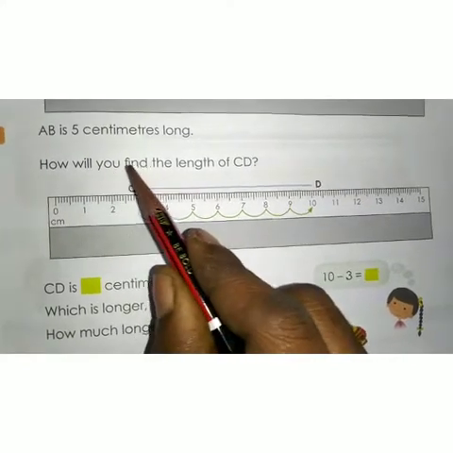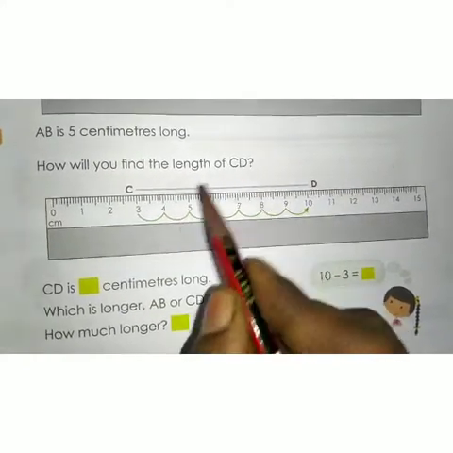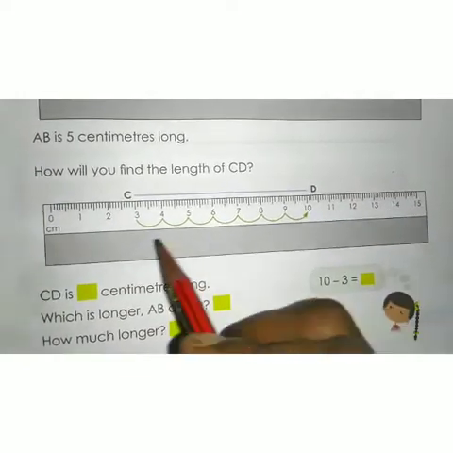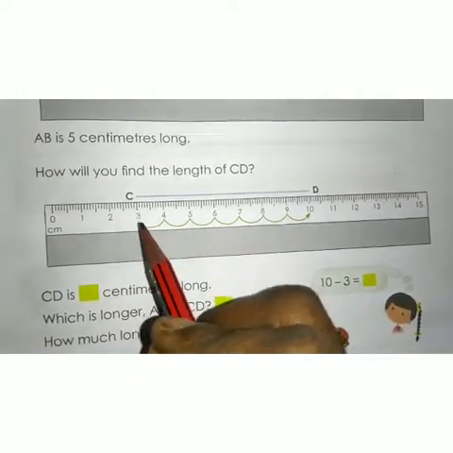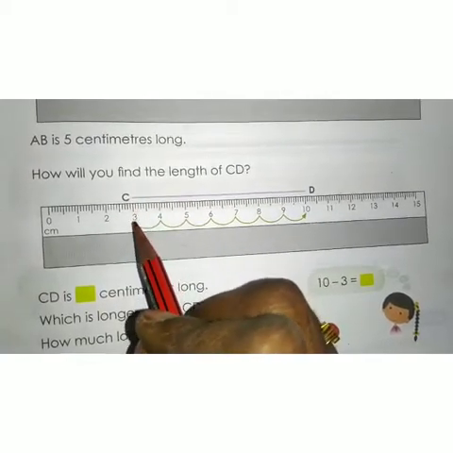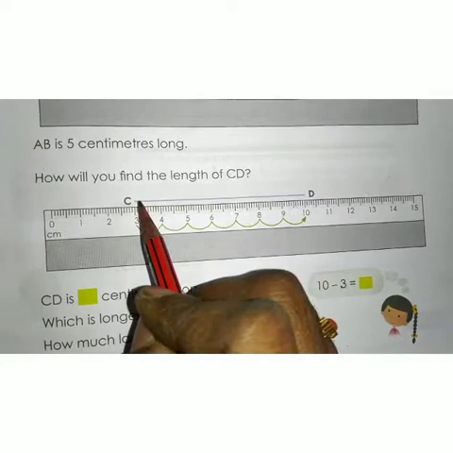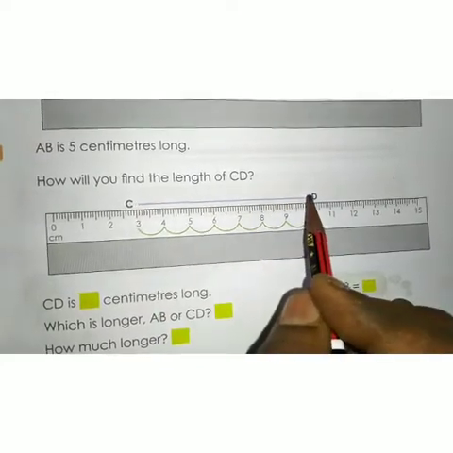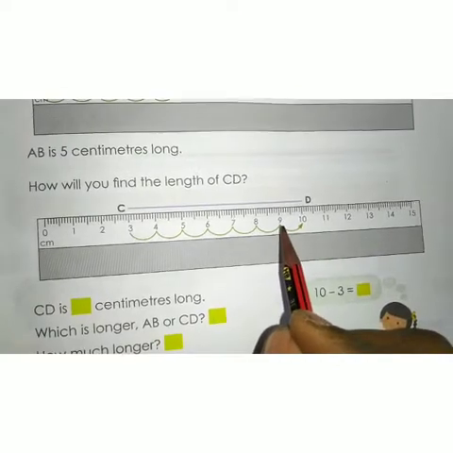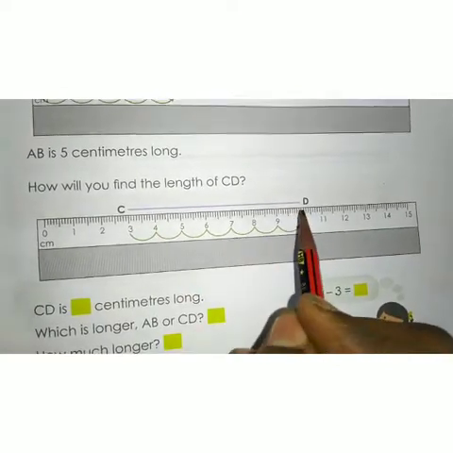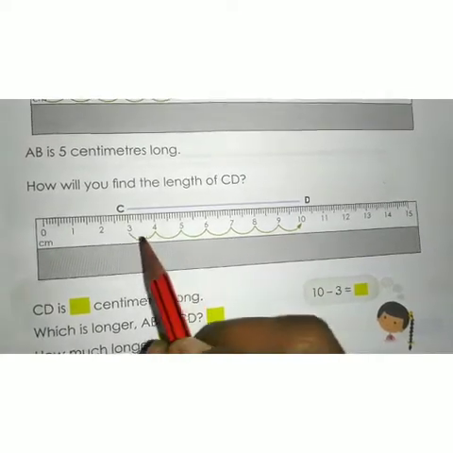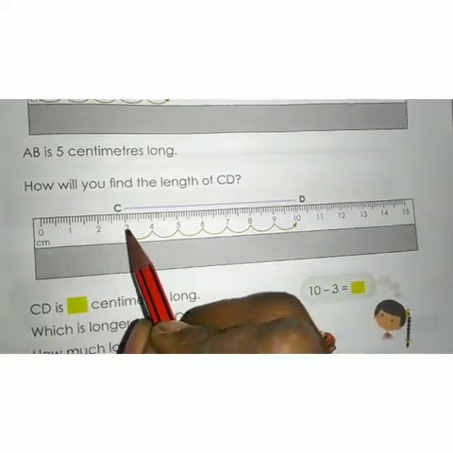Next, how will you find the length of CD? Look here. Again, a 15 centimeter ruler is taken. On this ruler, the line starts at the number 3 and continues, ending at the point 10. Is the length of the line CD 10 centimeters? No. We have to calculate from here.